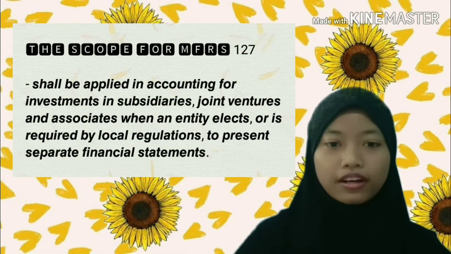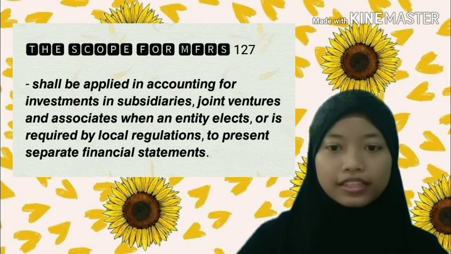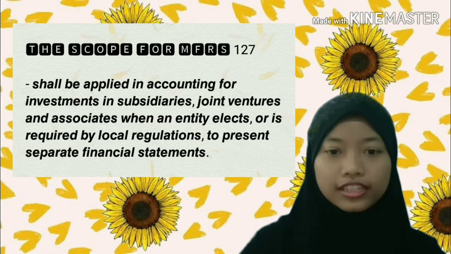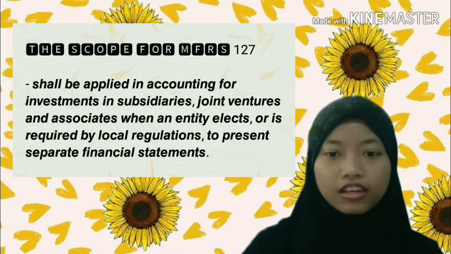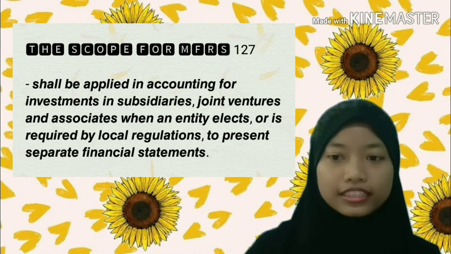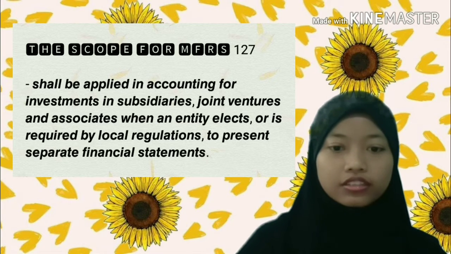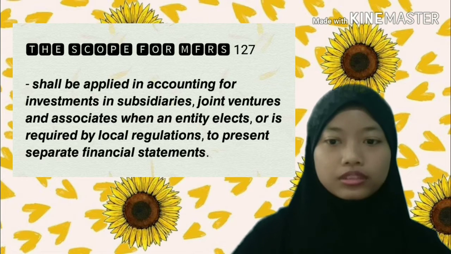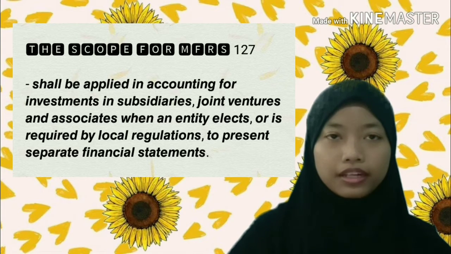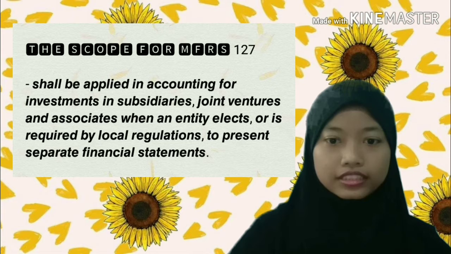Next, I will talk about MFRS 127 Separate Financial Statements. The scope of MFRS 127 should be applied in accounting for investments in subsidiaries, joint ventures, and associates when an entity elects or is required by local regulation to present separate financial statements. This standard does not mandate which entities produce separate financial statements. It applies when an entity prepares separate financial statements that comply with Malaysian Financial Reporting Standards.